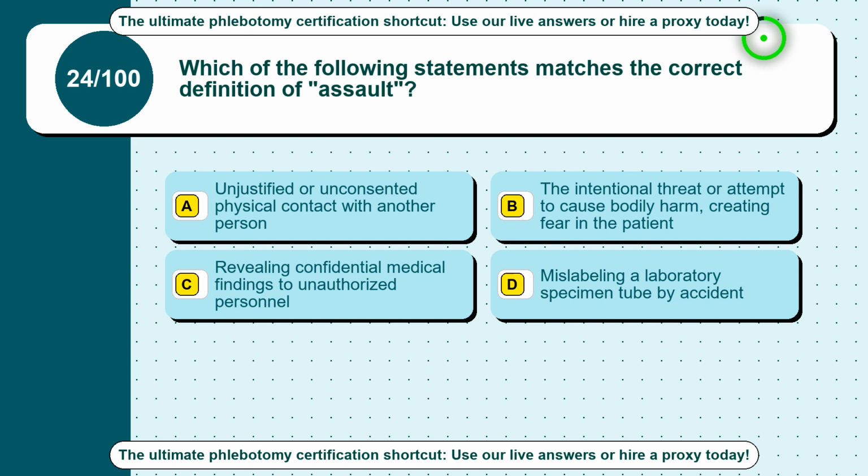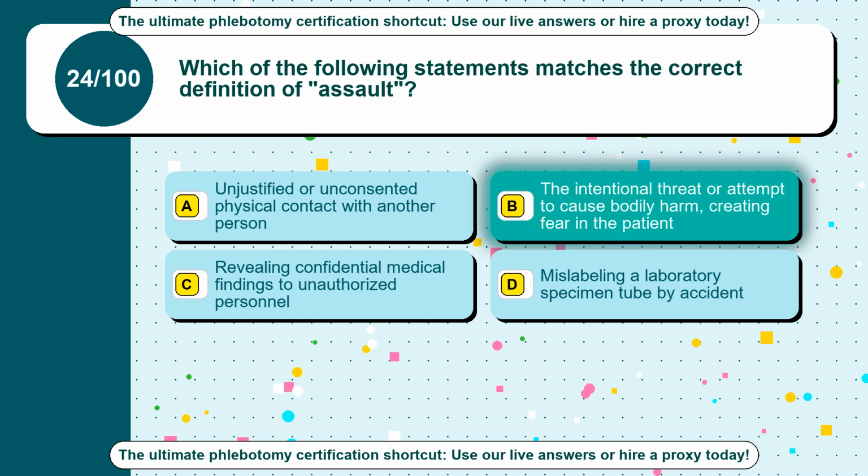Question 24. Which of the following statements matches the correct definition of assault? Option A, unjustified or unconsented physical contact with another person. Option B, the intentional threat or attempt to cause bodily harm, creating fear in the patient. Option C, revealing confidential medical findings to unauthorized personnel. Option D, mislabeling a laboratory specimen tube by accident.